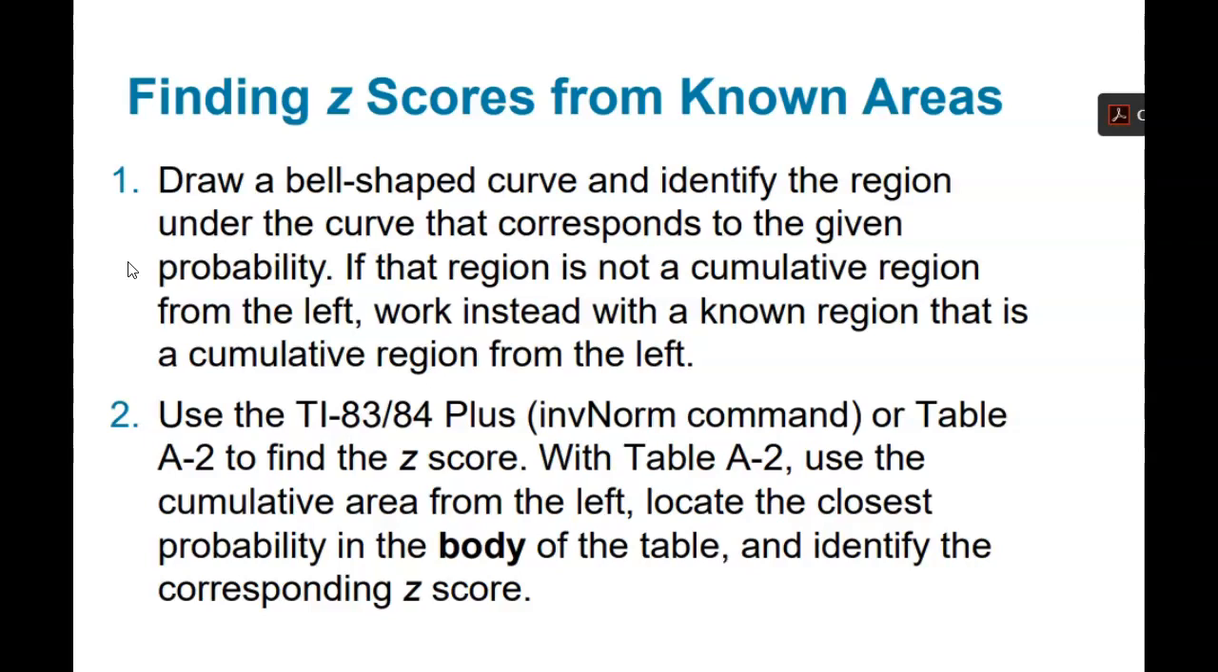Finding z-scores from a known area, basically they're saying you're going to draw the bell-shaped curve and draw a picture of what you're doing. That's always a good idea if you can do that when you're solving a problem. If the region's not cumulative from the left, in other words, you're not looking for an area that starts all the way to the left and goes up to some point, then you're going to work with the known region that is cumulative from the left.